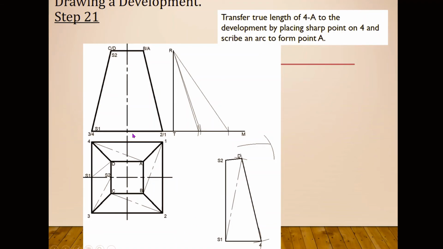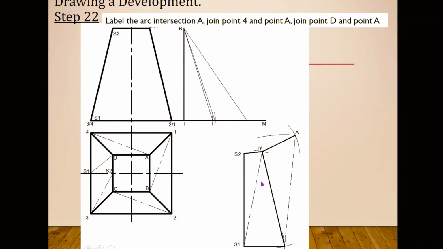Then after doing that, using the true length, you're going to measure the line from 4 to A. You're going to measure this distance. Remember, you transfer it here, and this will be your true length from 4 to A. You take this measurement, place your sharp point here on number 4, and scribe an arc. Then this point will be your point A.